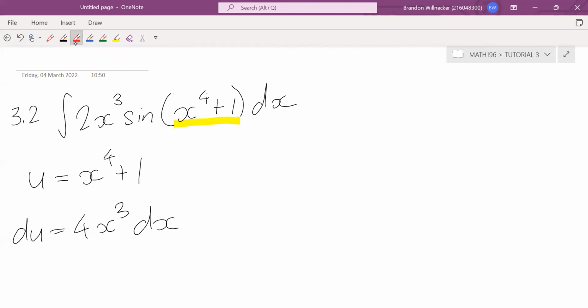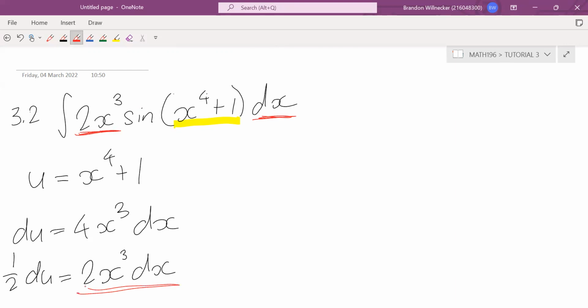But we don't want 4x cubed because our question had 2x cubed. We've got 4, we want 2, so let's divide both sides by 2. So we're going to have 1/2 du is 2x cubed dx. And now we're happy because we've got the 2x cubed dx, which shows in the expression there. Good. Now let's substitute that into our integral. So we have the integral. Sine of x to the 4 plus 1 just becomes sine of u. And 2x cubed dx now becomes 1/2 du.